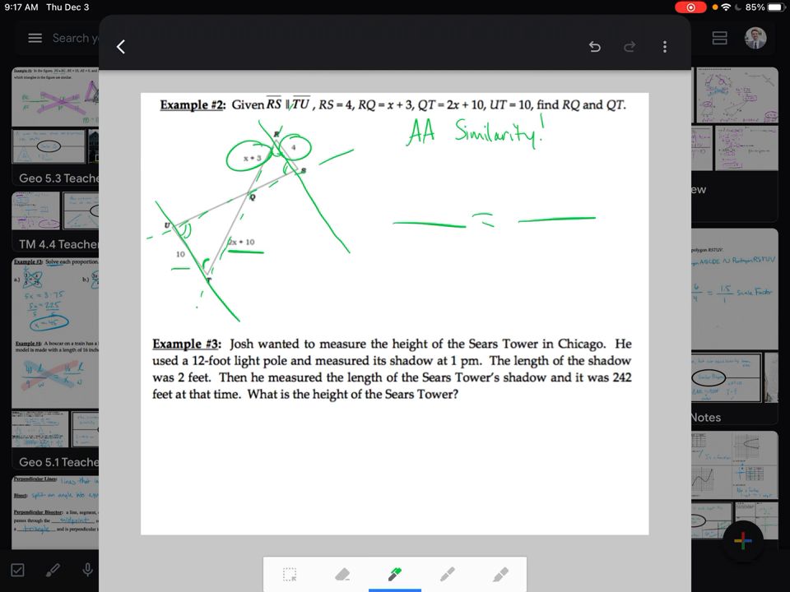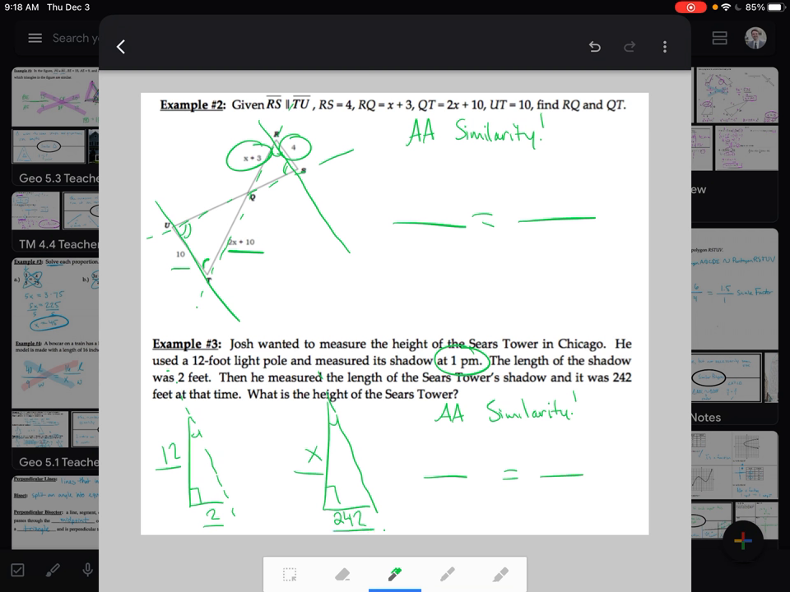And then finally, for our third example, we're measuring the Sears Tower. So proportionally, we have a 12-foot light pole to a 2-foot shadow. We want to see what is the height of the Sears Tower if it has a 242-foot shadow. Because it's measured at the same time, we know that the angle from the sun for both of these is the same. So this angle is the same for both. We also know that these are both right angles. So again, there is your angle-angle similarity, which allows you to set up your proportion. So again, put your sides over your sides, and you'll be able to solve for x equals. And the same thing up here, solve for x equals.